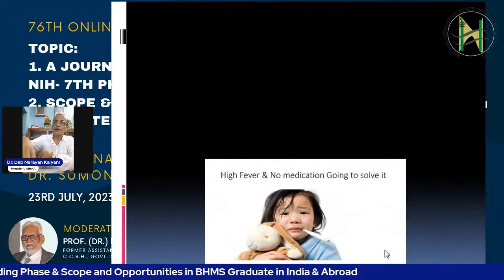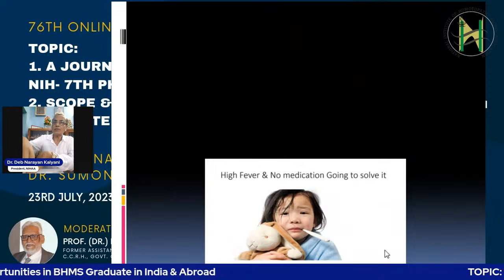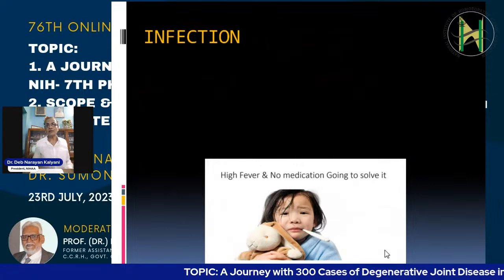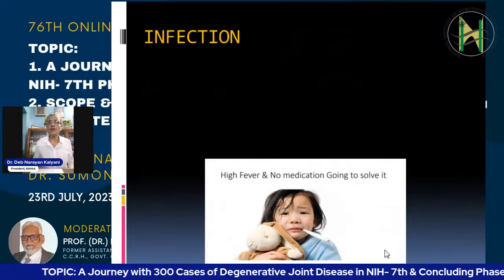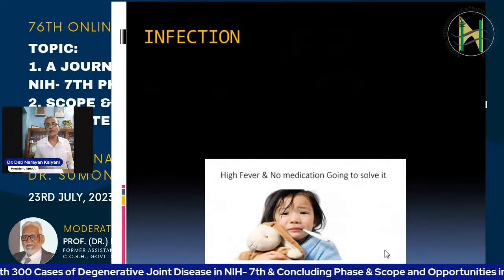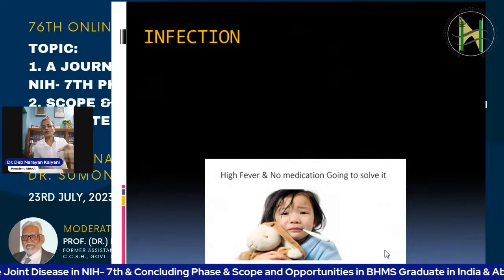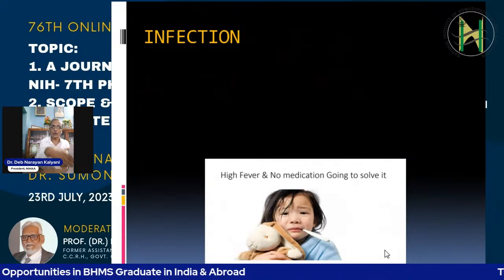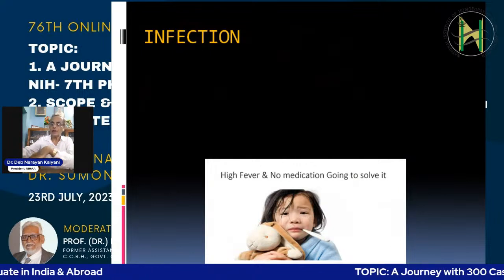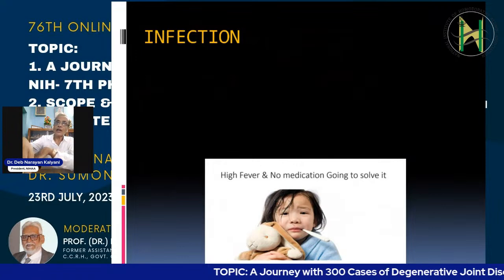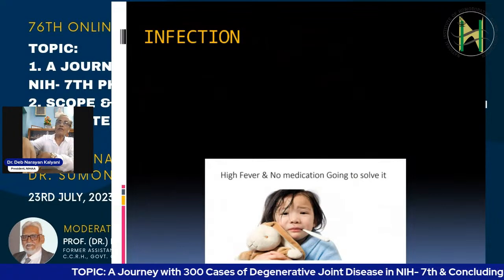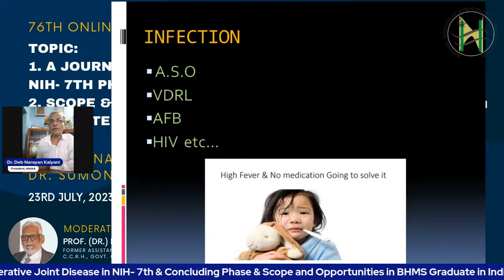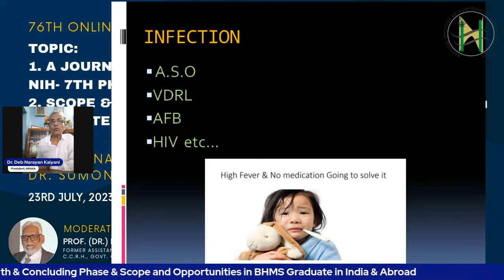There is a complaint of high fever and no medication is going to solve it. That is infection. When you find persistent fever, not rapidly losing weight, only fever continuing, and joint or muscle pains intermittently or continuously along with the fever, immediately forget about the joints and think of some serological causes. So with persistent fever, not tuberculosis, not other serious diseases, we should think of infection first. What are those infections? ASO, VDRL, AFB, and HIV. Anti-streptolysin O titer, VDRL, AFB, HIV.